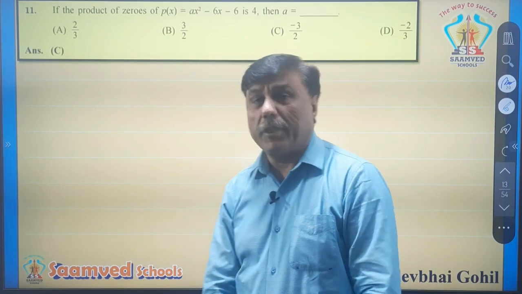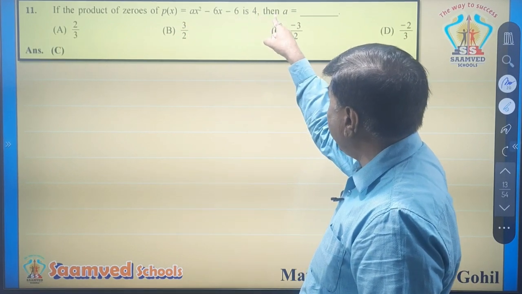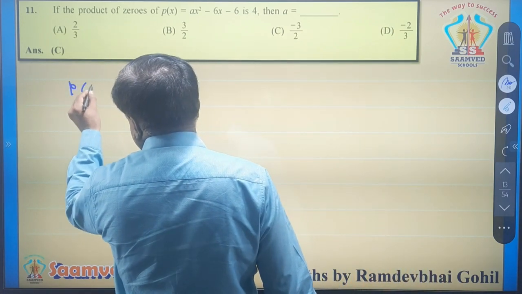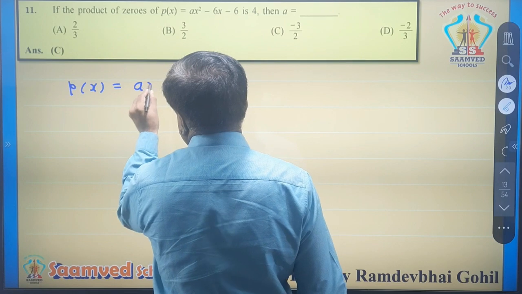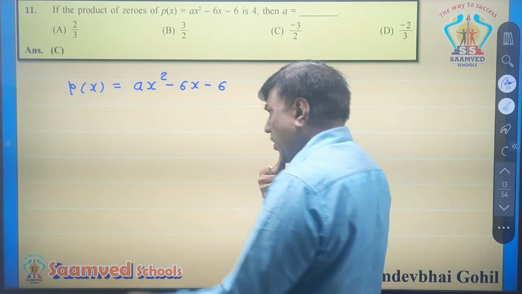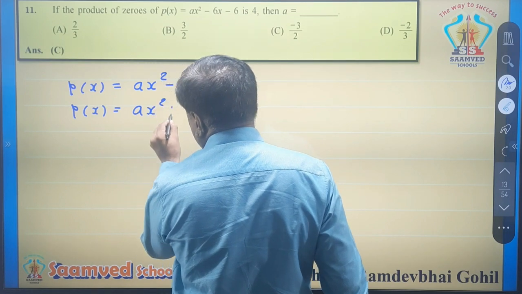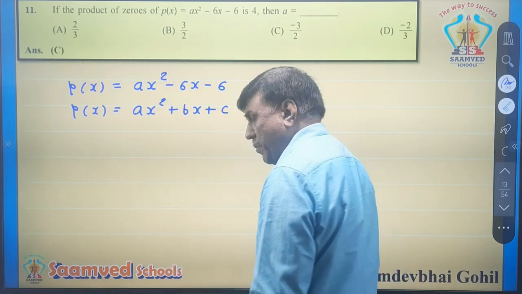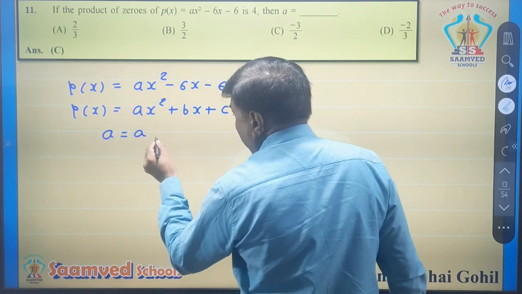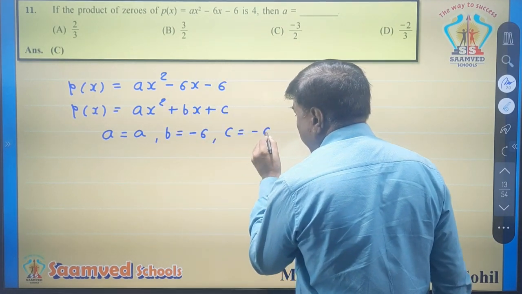MCQ number 11. If the product of zeros of this polynomial is 4, then a is equal to dash. You are given a quadratic polynomial p of x is equal to ax square minus 6x minus 6. First of all, compare the polynomial with this general form ax square plus bx plus c. So, a is equal to a, b is equal to minus 6 and c is equal to minus 6.